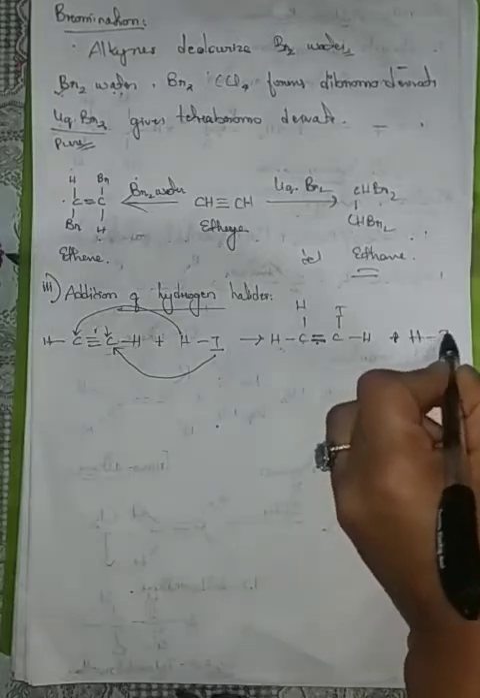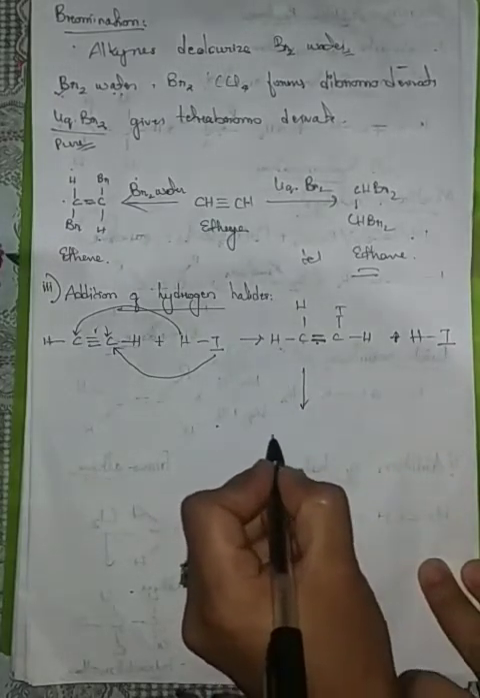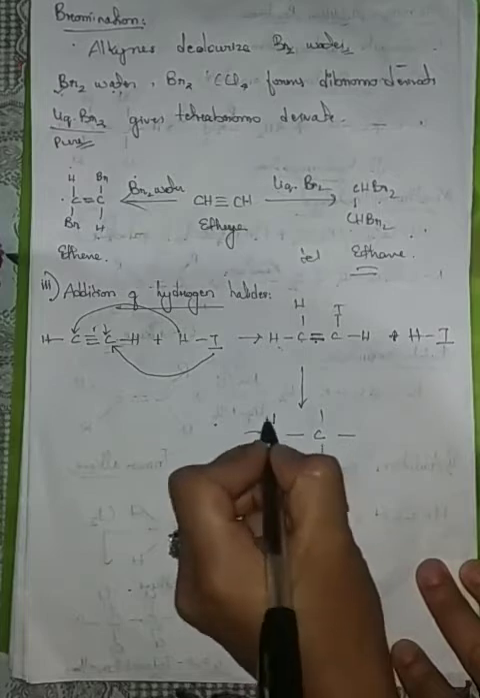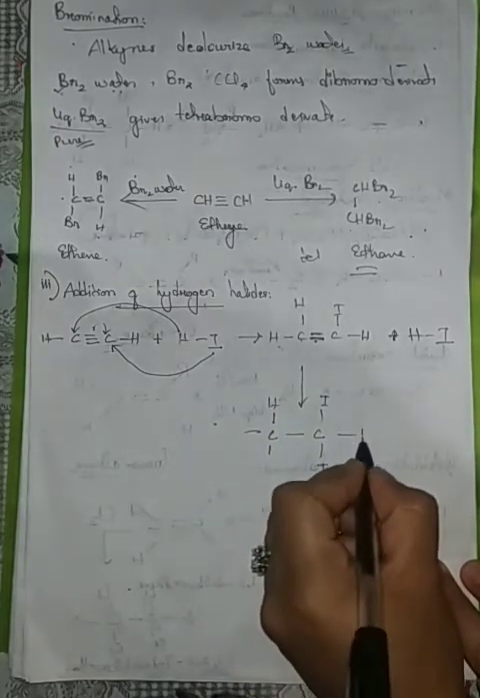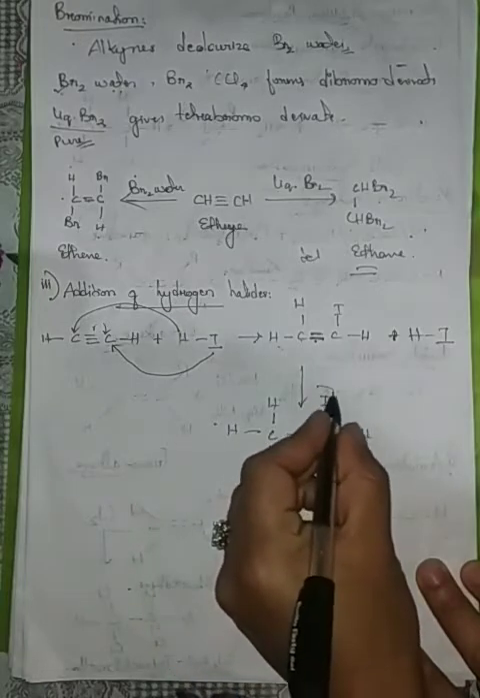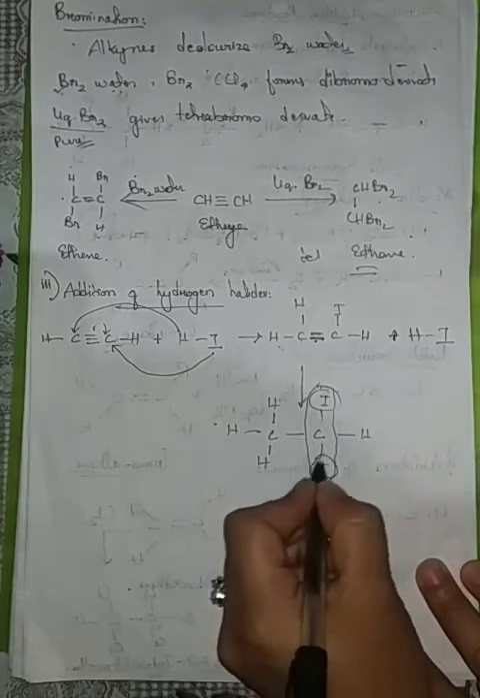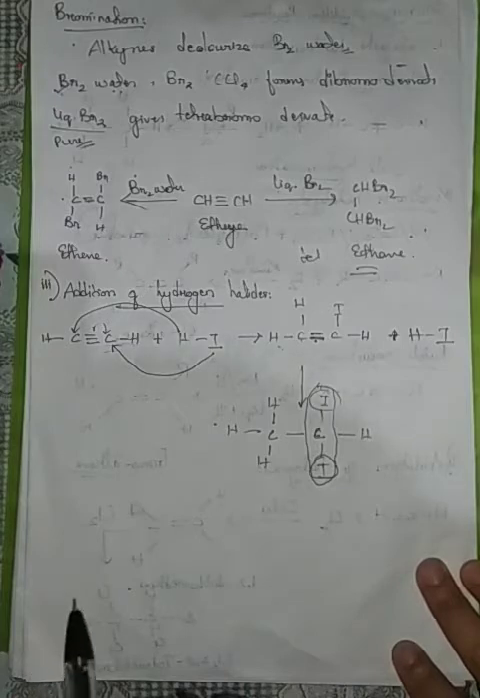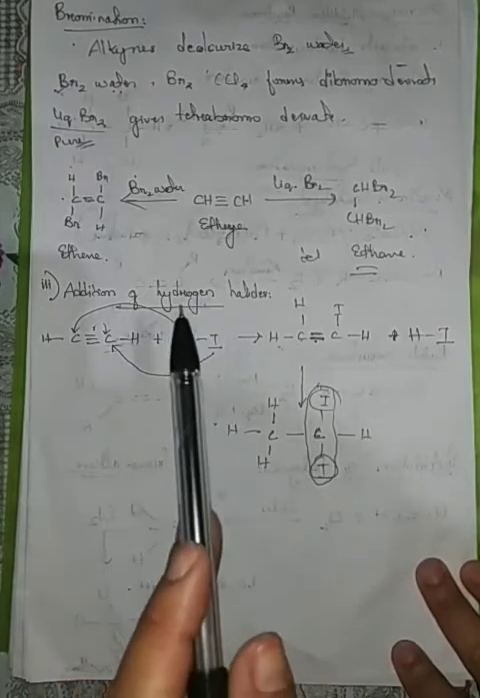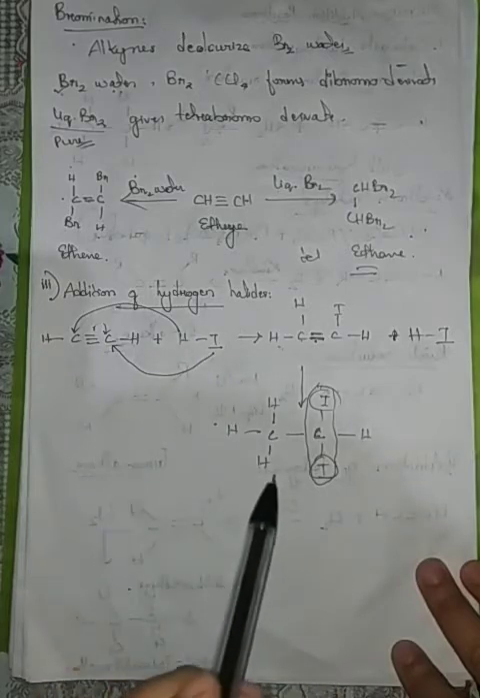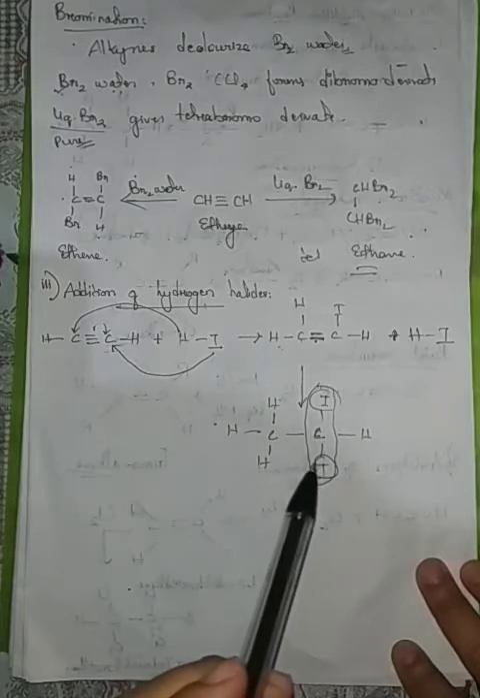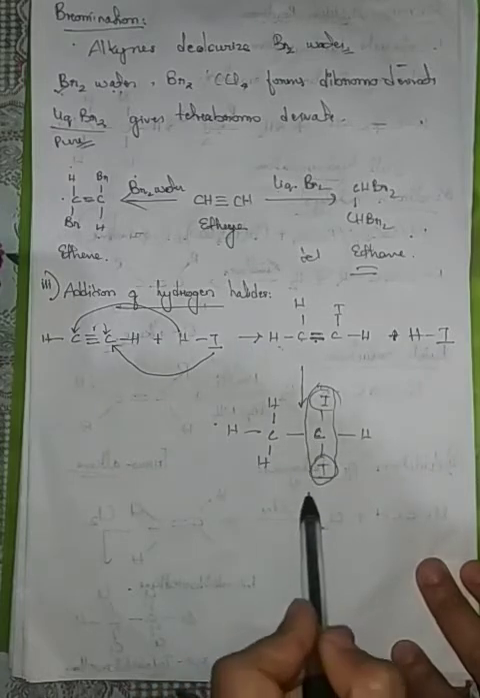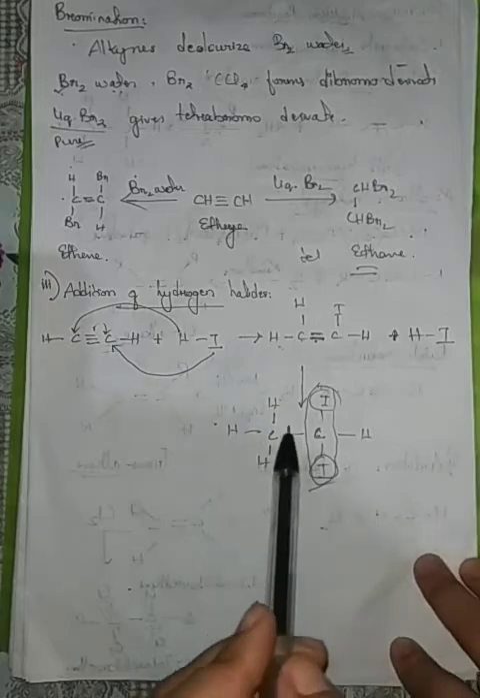Now when the second hydrogen halide is added, a carbon to carbon single bond is formed, and we would be getting geminal dihalides. This means the halogen atoms are on the same carbon atom, the two iodine atoms are on the same carbon. Therefore, one important point to keep in mind is that when hydrohalogenation takes place on a carbon to carbon triple bond, geminal dihalides are formed, where geminal dihalides means the halogen atoms are bonded on the same carbon atom. This is the major point of difference in the hydrohalogenation of alkynes.